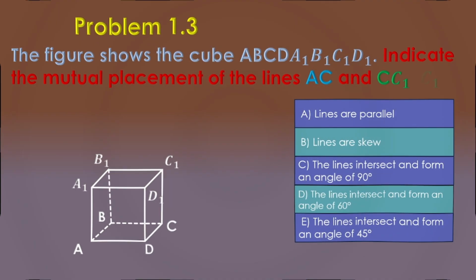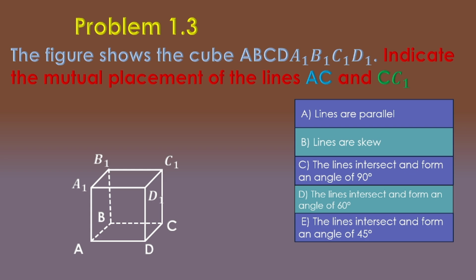Problem 1.3. Indicate the mutual placement of the lines AC and CC1. So I mark AC in blue, CC1 in green, and mark the angle between them, which will be equal to 90 degrees. Why? Because CC1 is an edge of this cube, and any edge of the cube is perpendicular to its base. The base of the cube is ABCD, so the diagonal AC of this face will be perpendicular to CC1, because AC belongs to this base. So the answer is C.